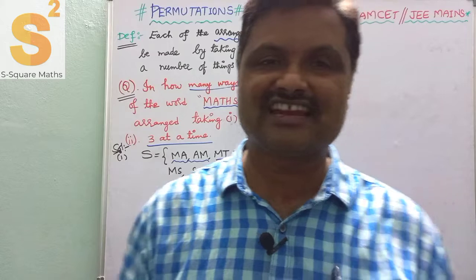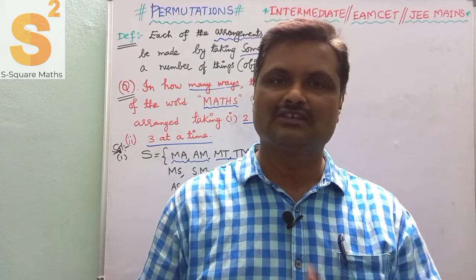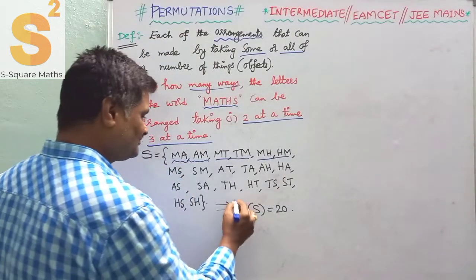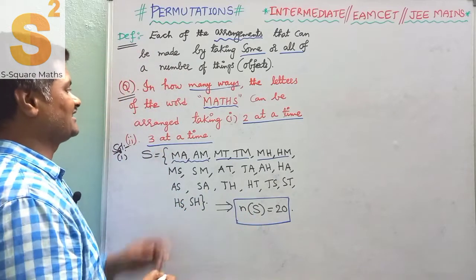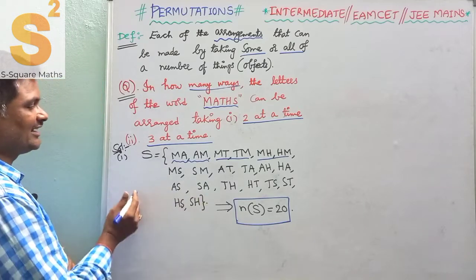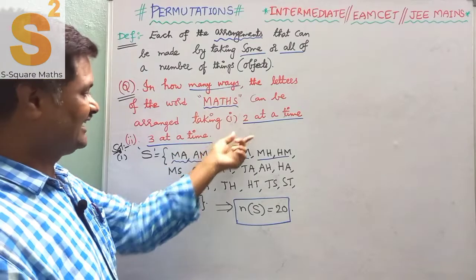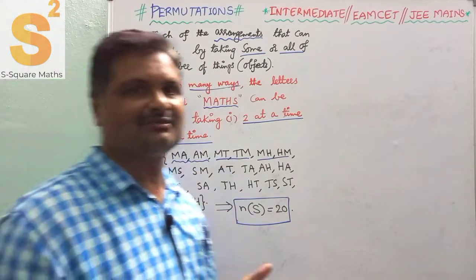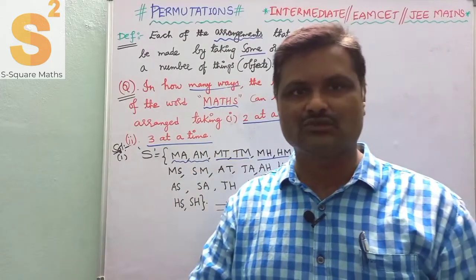You know very well that n(S) stands for the number of elements in the set S, nothing but the cardinal number of the set. This we have learned in set theory. So they asked to arrange it taking 2 at a time and 3 at a time. This is the part for 2 at a time. Let S be the set of elements of the word MATHS taken 2 at a time. Like this, different arrangements are nothing but the various permutations of the letters of the word MATHS.